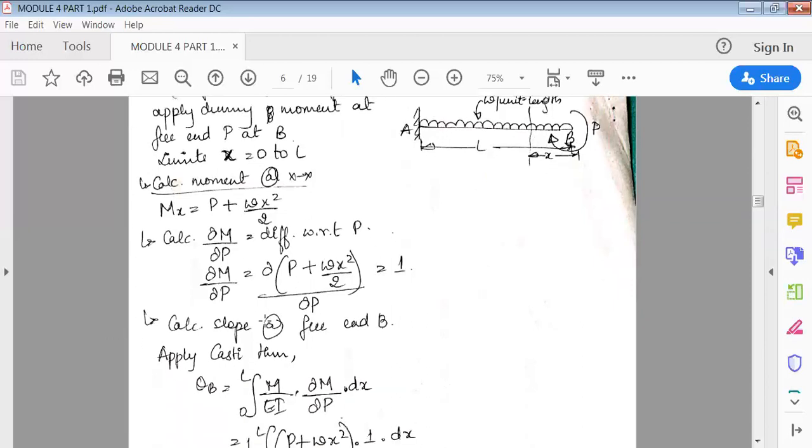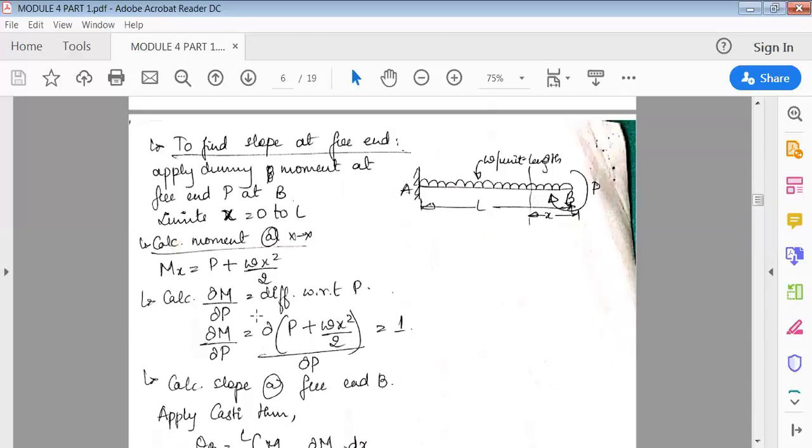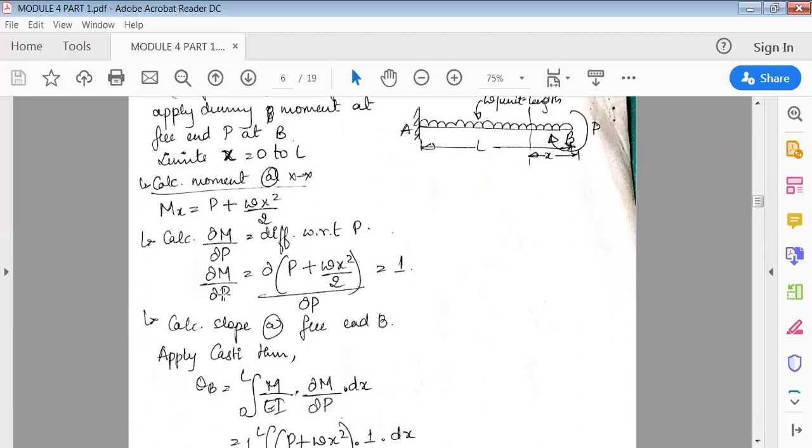Then calculate dou M by dou P. So calculate dou M by dou P, with respect to P. Again as usual, dou by dou P, open the bracket, whatever M value is there, put it back here, which is equal to 1.